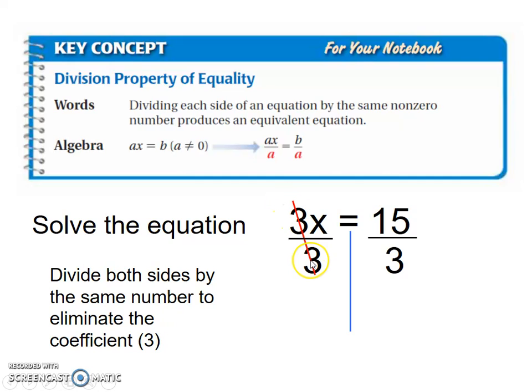Okay, it's going to cancel out over here on the left side, because if I multiply and divide by the same number, that's just equal to 1. So I now have 1x is equal to, and then on the other side, 15 divided by 3 is 5. So x is equal to 5. And again, I know that you probably already knew that answer, but it's how we show the work, how we justify it. That's what we're learning here.